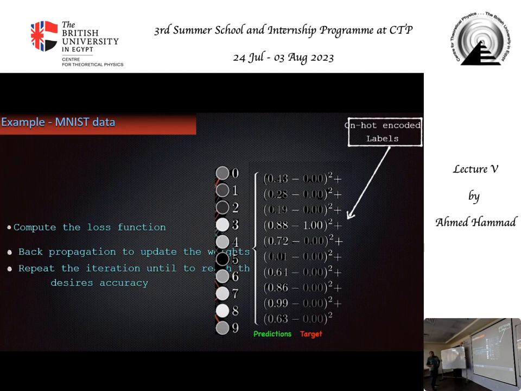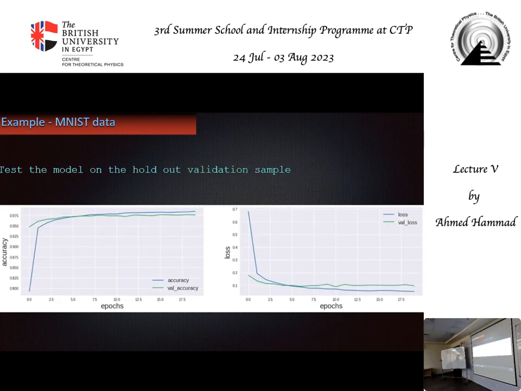So now we compute the predictions, and we have the target or the label. Then we can compute the loss function. We do the backpropagation to update the weights, such that we minimize the loss function, and we keep going down, down, down until we get the global minimum of the loss function. So during the training, if you remember, what's called the epoch?